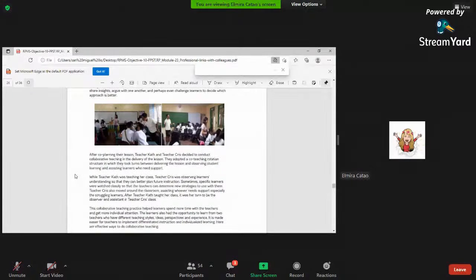Okay, there are a lot of things to consider to make a collaborative teaching effective. So there are 7 recommended steps. Okay, number 1, respect each other. Ito talaga yung pinaka-importante.